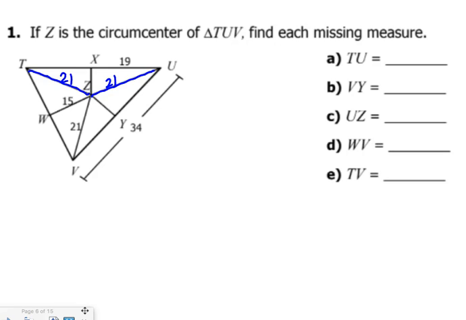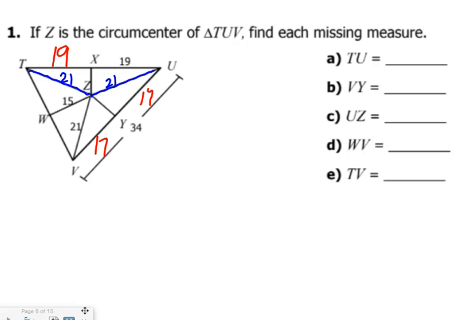What would VY be? Half of 34, because it's split in half. So what's half of 34? 17. Isn't ZU 21? Oh yeah, you already got that. What about TX, can we find it? Yeah, it's 19. If this half's 19, I know that this one's 19. That's a good start.